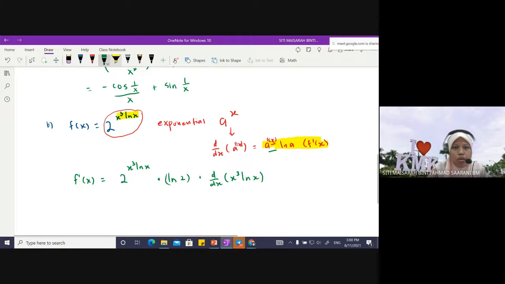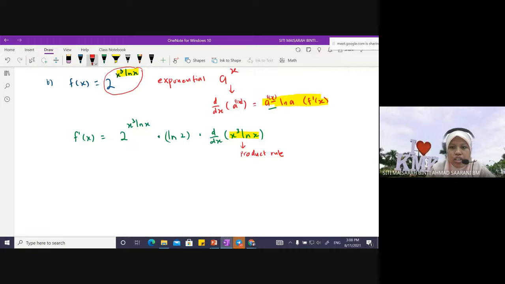Now you have to look at this: how to differentiate x cube ln x? This needs the product rule. There is no choice. For this case, let u equal x cube, v equals ln x. u prime is 3x square, v prime is 1 over x. Then we substitute into the formula.